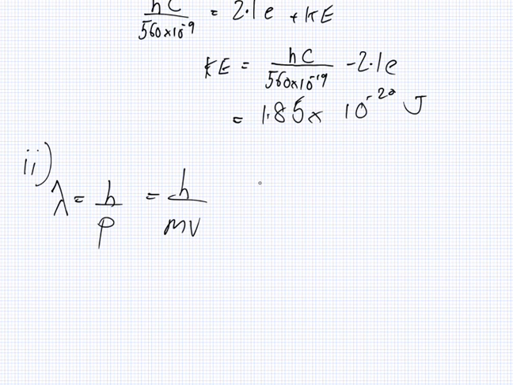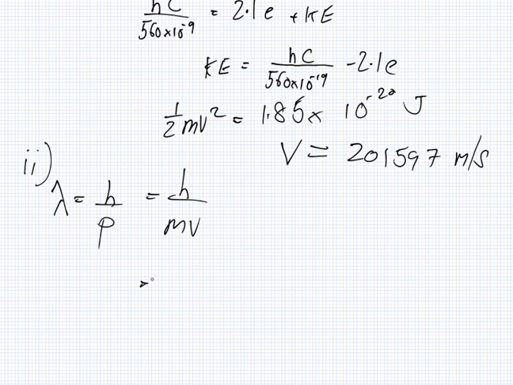We don't, because we can work it out from here. They can say a half mv squared equals this previous answer. Oh, not the kinetic energy. So I'm not actually finished this. Okay, so let me just go back a step here to get the v. What number is mass of electron? Okay, so here I got velocity of 201597 meters per second. Okay, now I can calculate it.